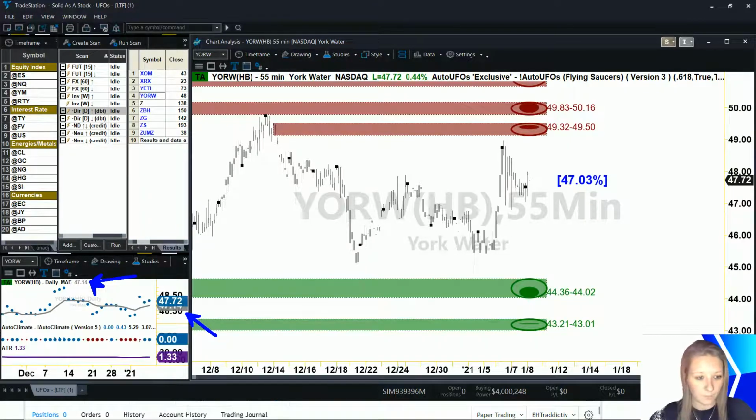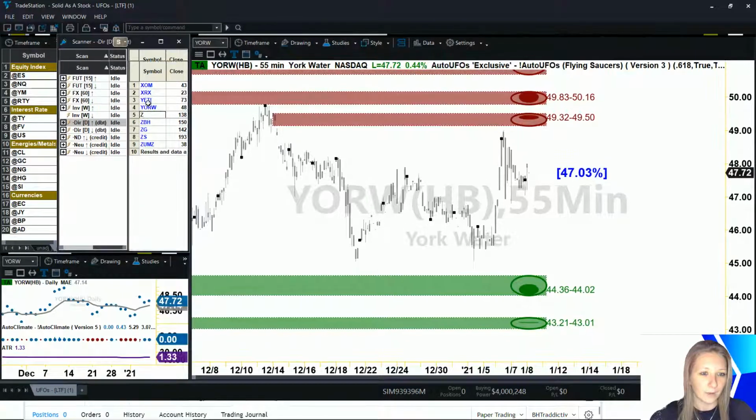So 4714, which we can see up here, is the EMA value, and of course, that's going to be somewhere around here. And we don't have UFOs there, no problem. Click on the next one.